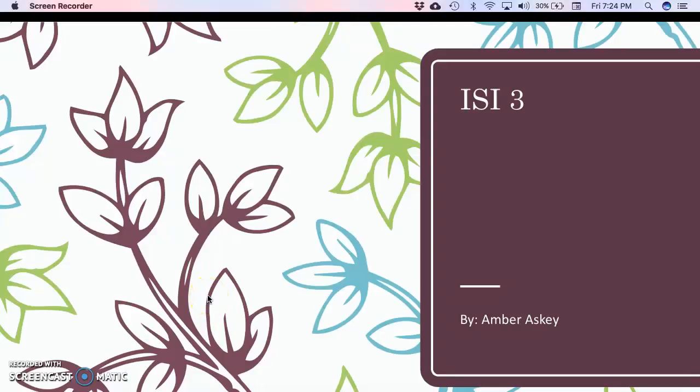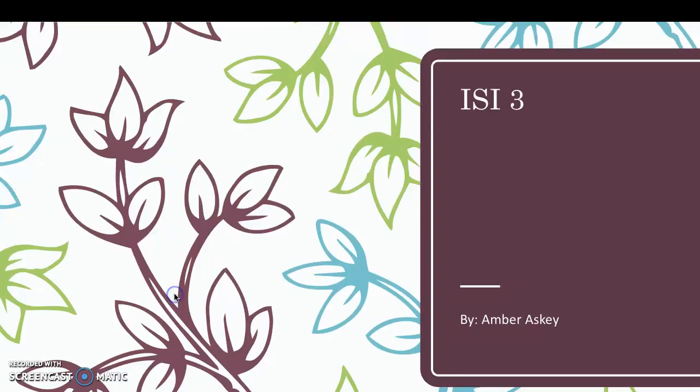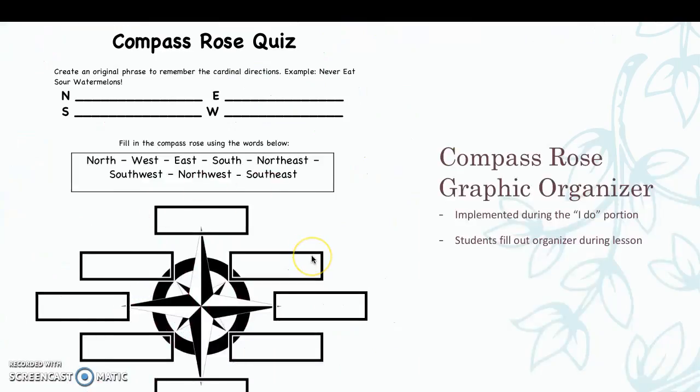This is ISI number 3 by Amber Askey. In this first lesson, it's a third grade lesson over social studies. The topic is locating cardinal and intermediate directions on a map.